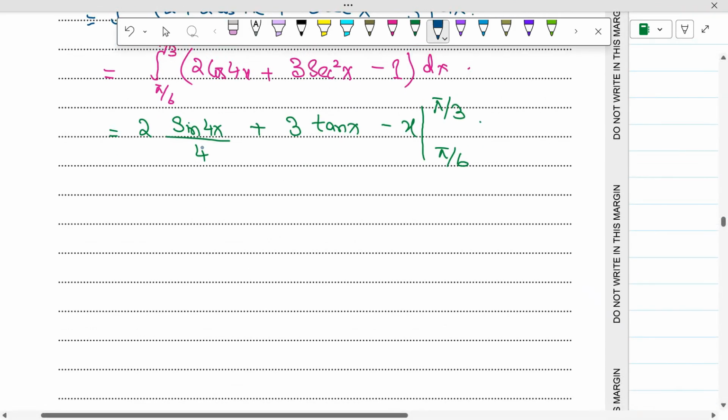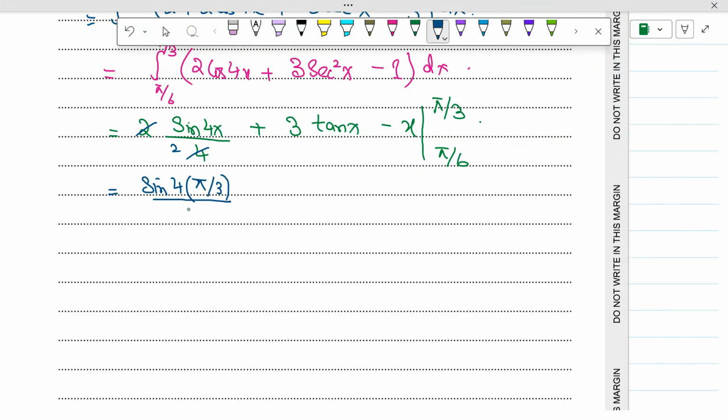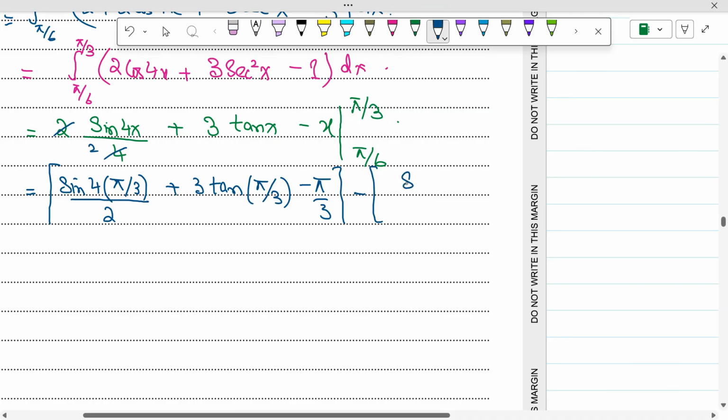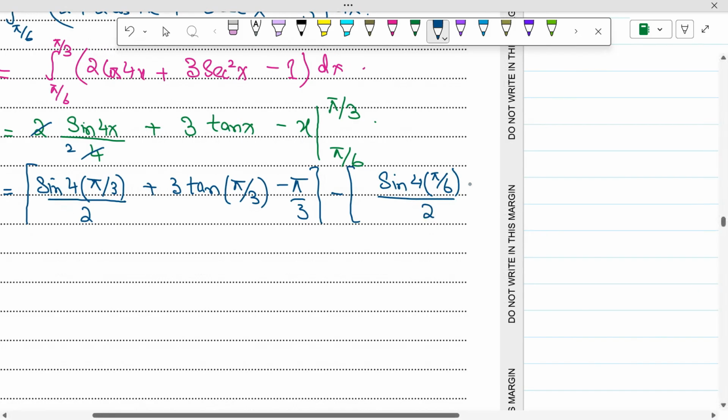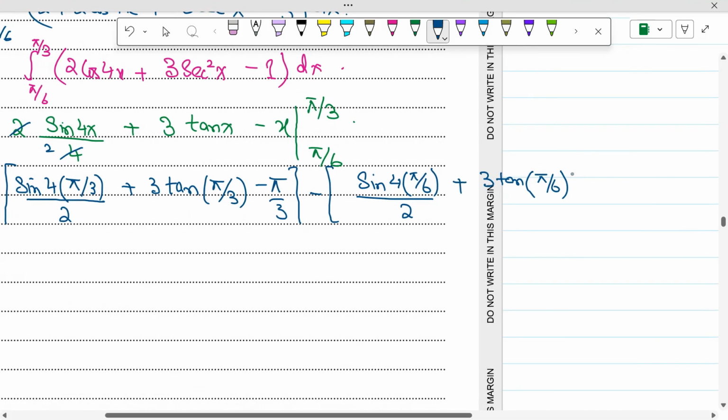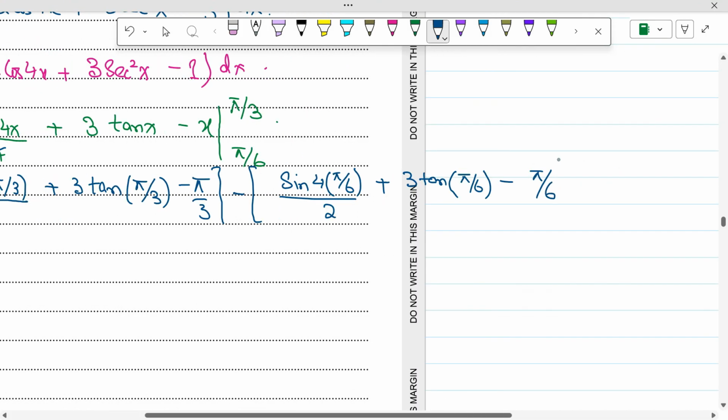First we apply the upper limit. So sine of 4 times pi by 3 over 2 plus 3 tangent of pi by 3 minus pi by 3, minus, apply the lower limit, which is sine of 4x, meaning 4 times pi by 6, over 2 plus 3 tangent of x, meaning tangent of pi by 6, minus x, meaning pi by 6.